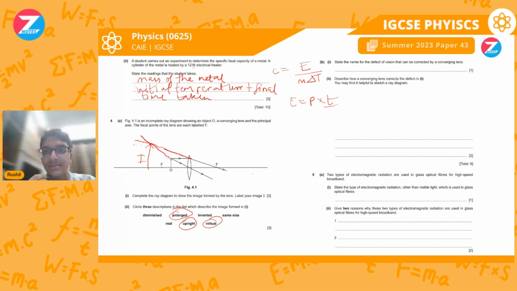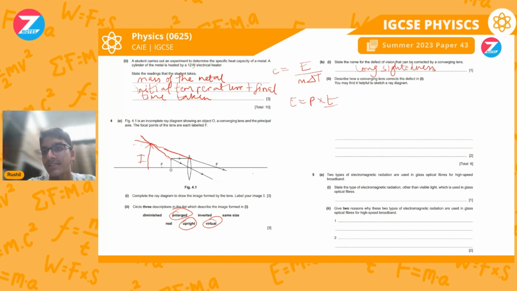Part B asks us to state the name for the defect of vision that can be corrected by a converging lens. Now, a converging lens. So I'll do these two questions together. That'll help. Basically, a converging lens corrects long-sightedness.